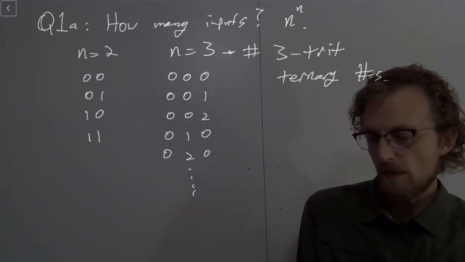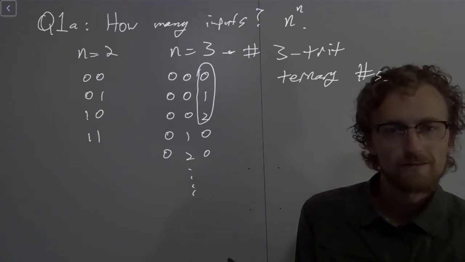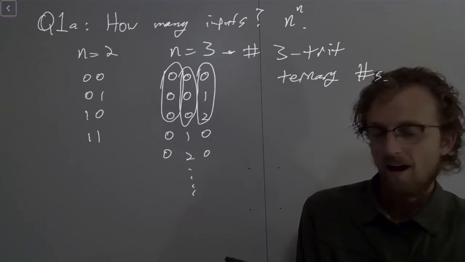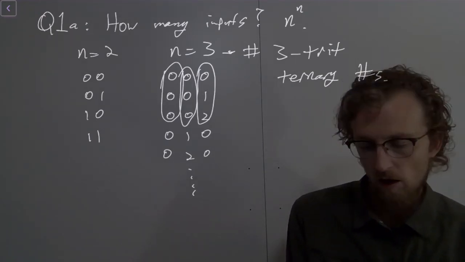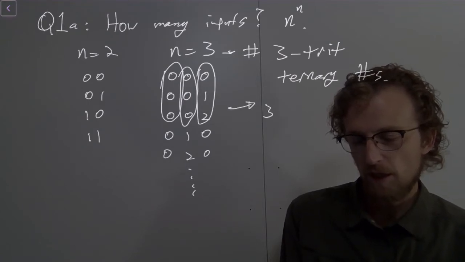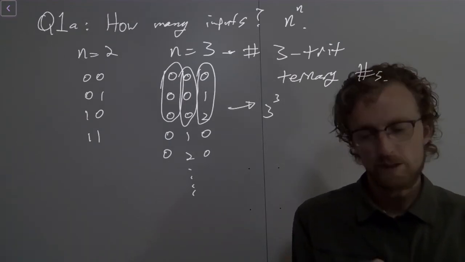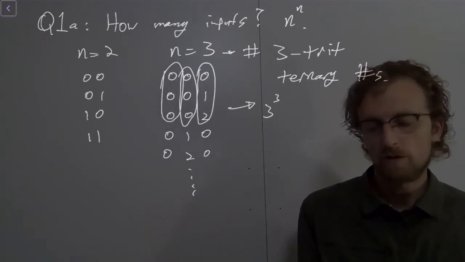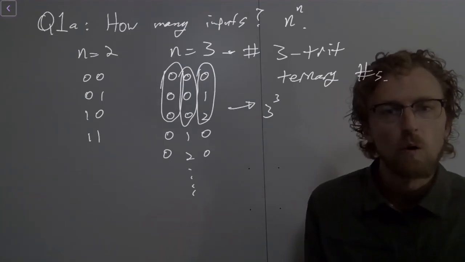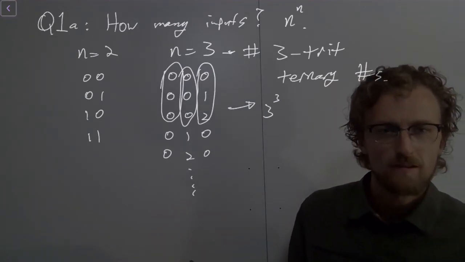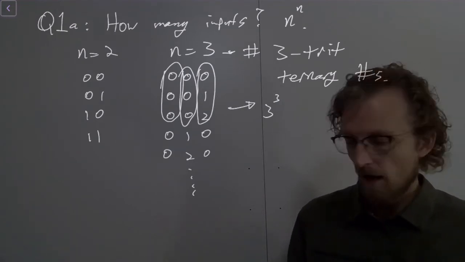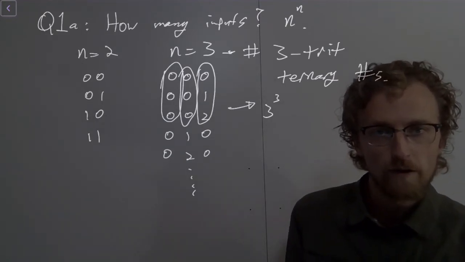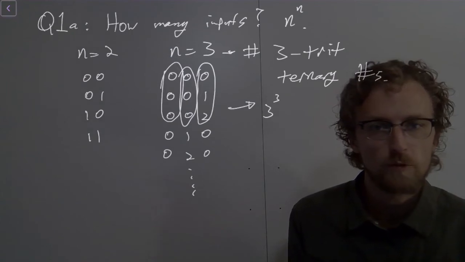Well, we have 3 possible things that can go here, 3 possible things that can go here, and 3 possible things that can go here. If you multiply all this out, you end up with 3 to the third. You can justify this by thinking about how many 1 trit ternary numbers there are. Well, there's only 3. If I add another trit, I have 3 more possibilities for each of those spots, so I end up with 3 squared. If I add a third trit, I end up with 3 cubed.